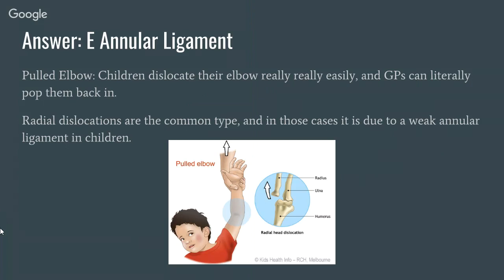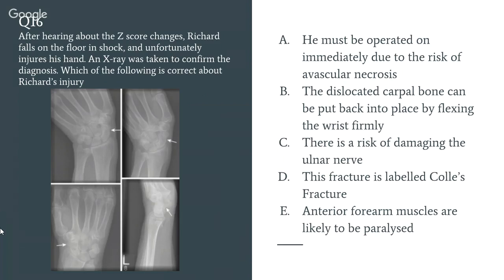So when you have a dislocation, most commonly a radial dislocation, it involves your annular ligament. And there are hilarious videos of pediatric doctors in hospitals just bending the kid's arm and putting the radial dislocation at ease. You can literally fix it by bending the arm and twisting in a certain direction. So that's just for your own interest. But we'll move on.